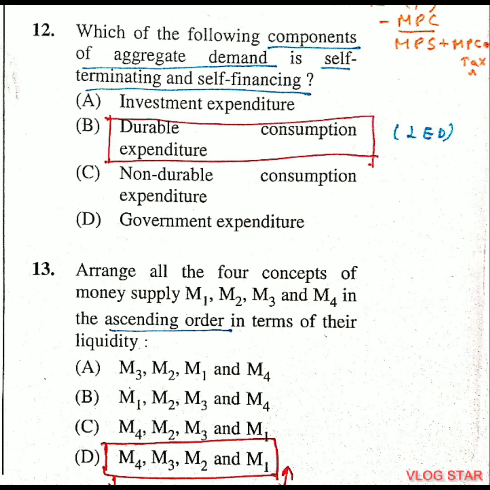Question number 13. Arrange the following four components of money supply M1, M2, M3 and M4 in ascending order from small to big. So as we know, M4 has the lowest liquidity and M1 has the highest liquidity. So the sequence would be M4, M3, M2 and M1 from small to big.